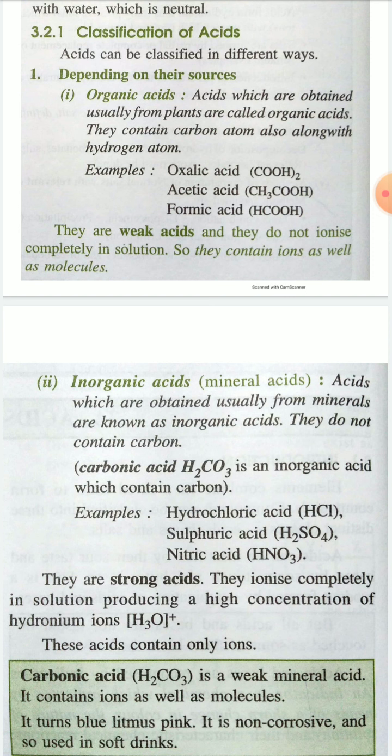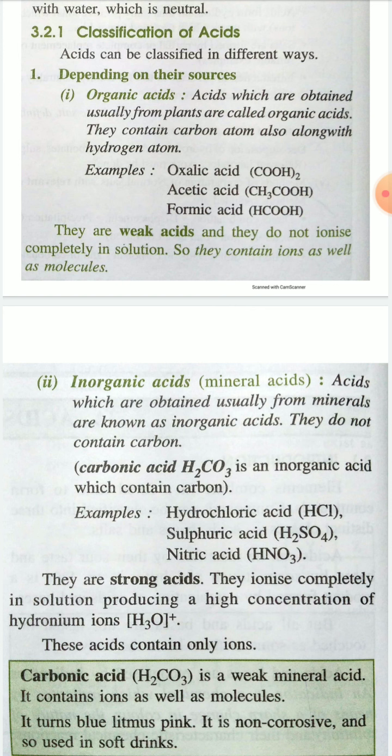Organic acids contain carbon and hydrogen ion. Organic acids, which are obtained usually from plants, are called organic acid. They contain carbon atom also along with hydrogen atom. So the source of organic acids are plants, different types of foods, fruits. Oxalic acid, acetic acid, formic acid are examples of organic acid which contain carbon as one component and hydrogen atom must be present.